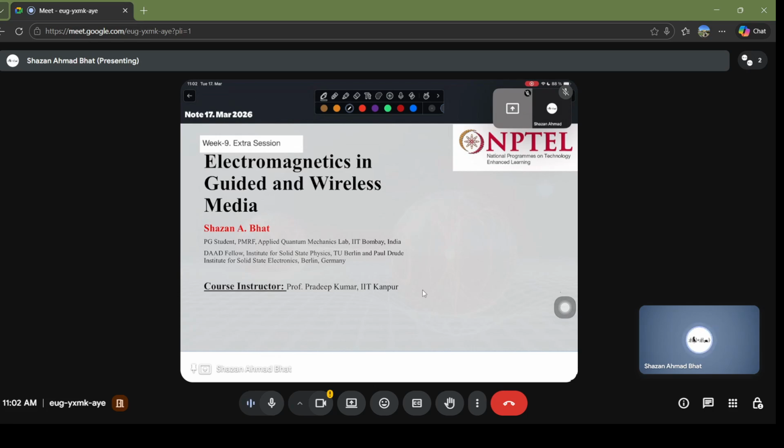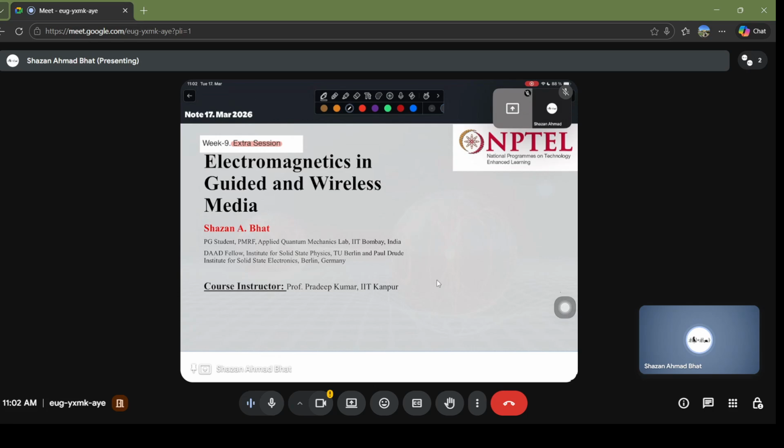So this is basically an extra session. This is an 8-week course, but we are into week 9 with this extra session where we can take up the problems from each of the sessions, each of the weeks, and discuss them again so that you can at least have a feeling of how to approach a basic problem in electromagnetics.